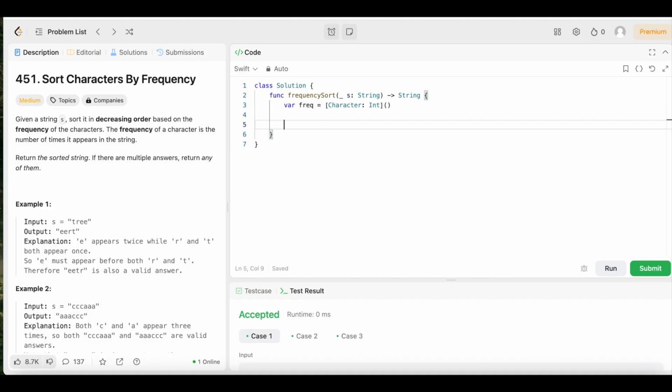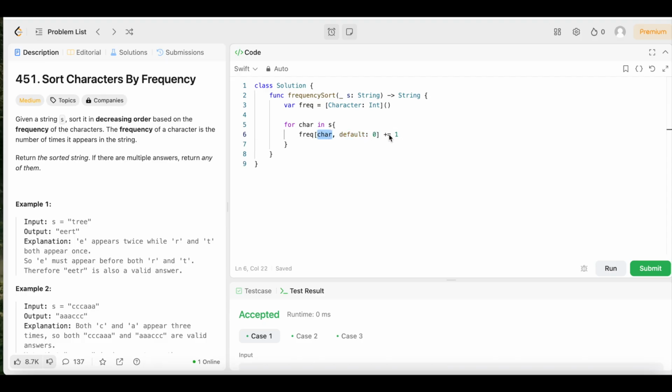Now we need to count the frequency of each character. For that, we could say for char in s, open up the brackets, and say freq, square bracket char, comma, default colon 0, plus equals 1. What this is going to do, every time we see a character in S, which is represented right here, we're going to keep counting that character over here. We're going to start the count at 0, but each time we see that character, we're going to add 1 to this default value so that it will keep count of how many times that character appears.